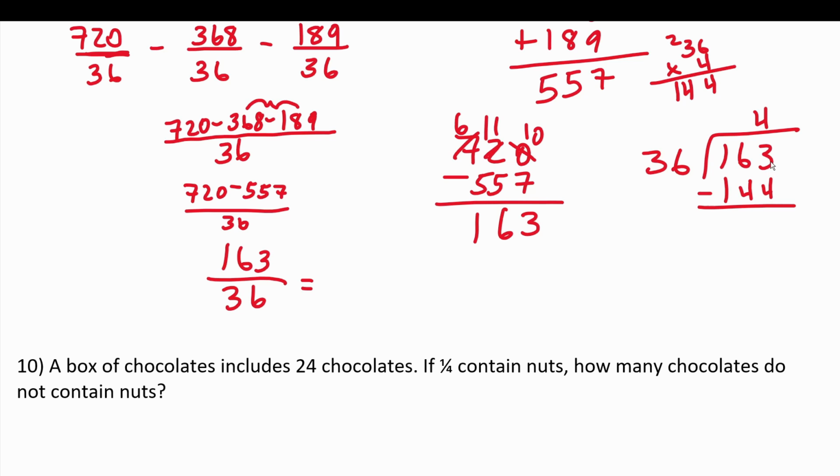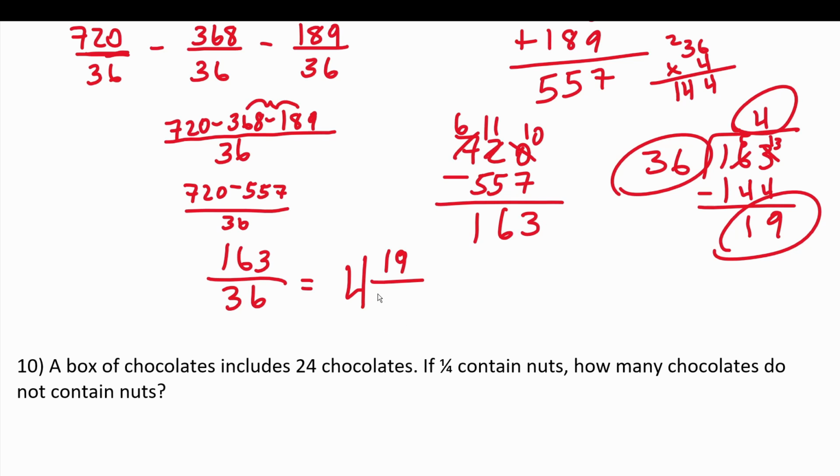Let's subtract. 3 minus 4 we can't do, so we're going to have to borrow. This is going to become 5, and this is going to become 13. 13 minus 4 is 9, and 5 minus 4 is 1. 1 minus 1 is nothing. So if we were to write this as a mixed number, it's going to be 4 as our whole number and 19 in our numerator over 36. Again, 19 is a prime number, so we can't reduce this anymore. All right, so that's that one.